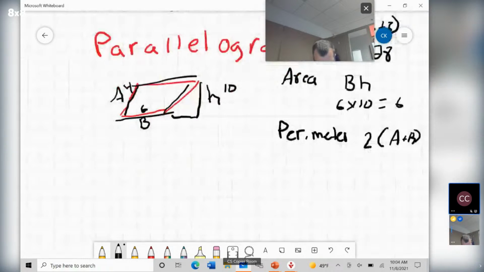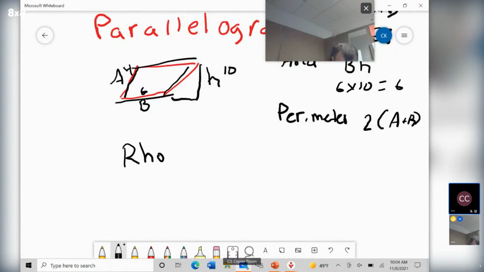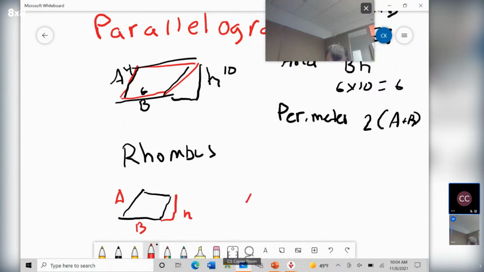Okay. Now I want to go on to rhombus. And rhombus is basically a parallelogram where all sides are equal. So it'd be something like that with a little slant to it. And once again, you're going to see something like that that's going to be the height of it. So you'd have side A, side B, and the area is going to be A times H, and the perimeter is just going to be 4 sides. So it'd just be 4 times A.